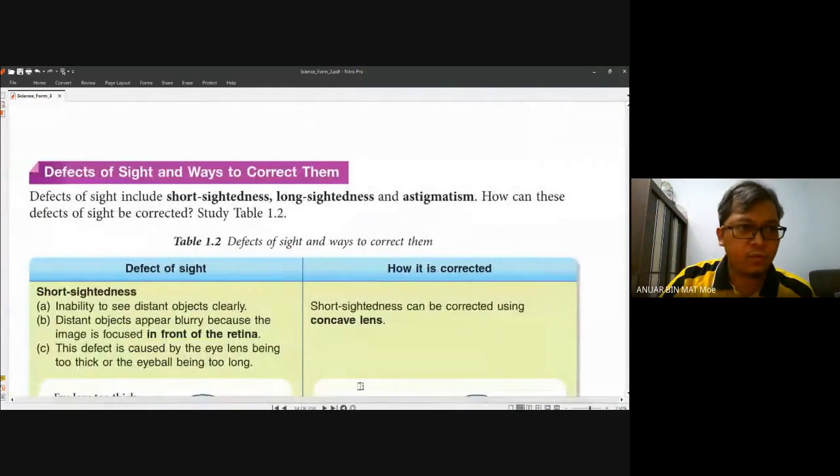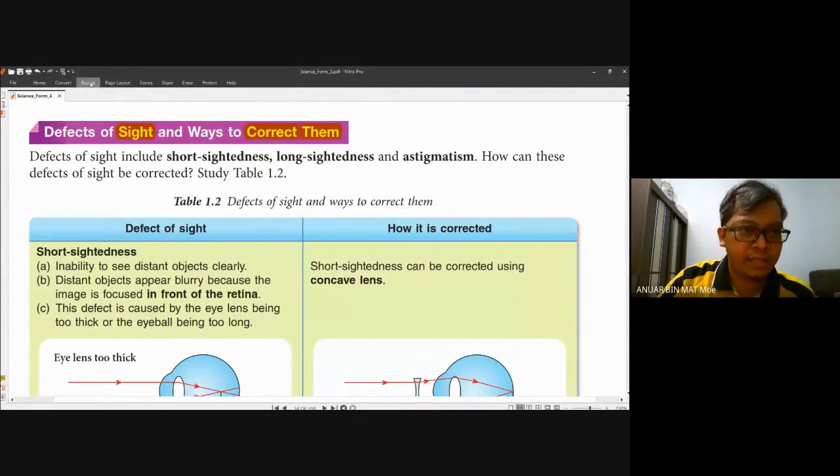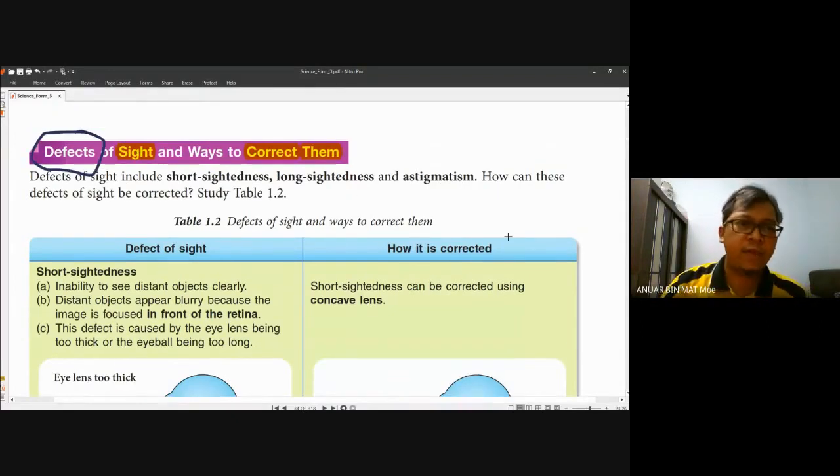So I continue with the defects of sight and ways to correct them. Okay, these are defects, not limitations. Defects mean that if you have defects in your sight, you have defects in your eyes, meaning that you cannot see normally.